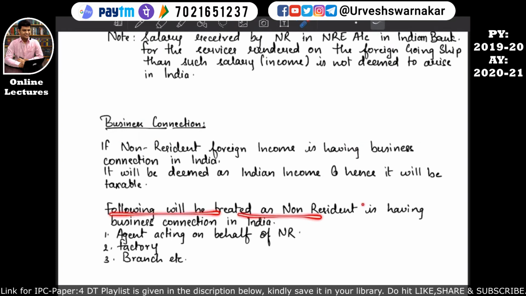Following will be treated as non-resident is having a business connection in India: agent acting on behalf of a non-resident, a factory in India, a branch in India, etc. I hope this is quite clear. So just understand that this business connection is of higher importance at CA final level. At your level, they have just introduced this concept. So just understand it in this normal manner only.